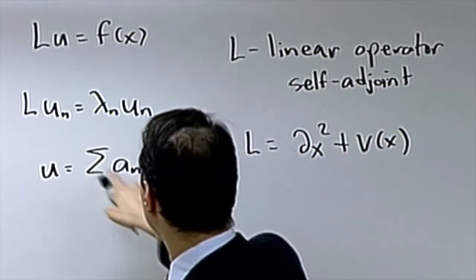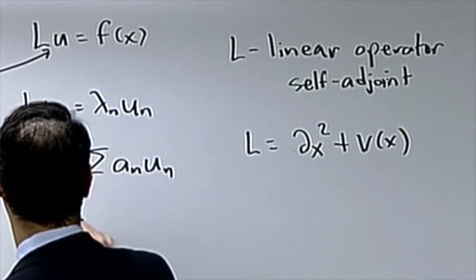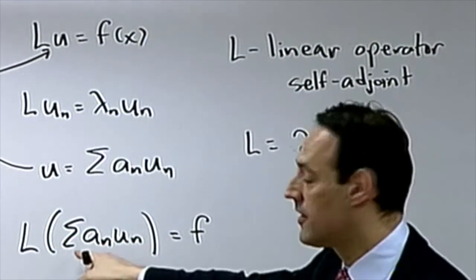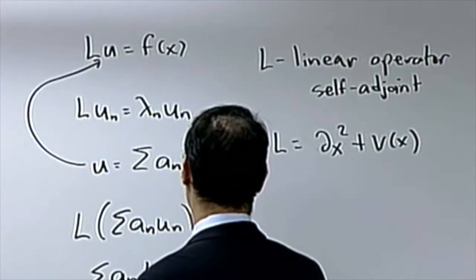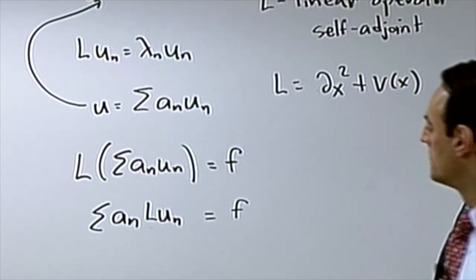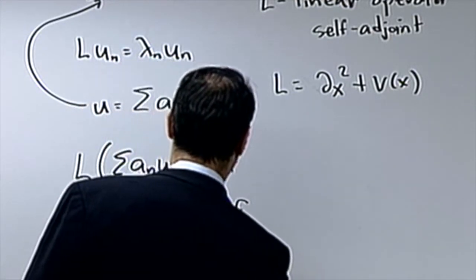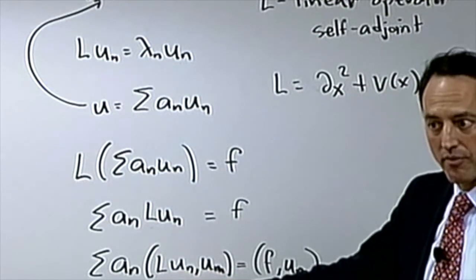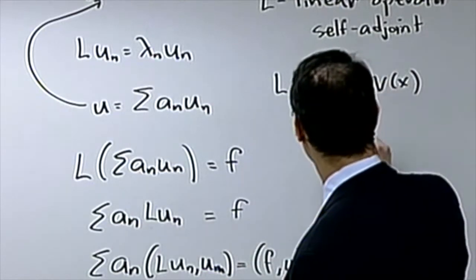So the idea is you just say, okay, I've found this eigenvalue problem associated with L. Now I'll take the u and assume it's of this form, plug it in there. Since L is a linear operator, I can bring it into this sum, and I have the sum of A of n, L u n, equals f. And now what I'm going to do to both sides is multiply by u of m. If I multiply by u of m and integrate, this is the generic way to write it: that's the inner product, or an integral, between u of n and u of m. And now I rely on orthogonality: u of n and u of m satisfy the orthogonality condition.